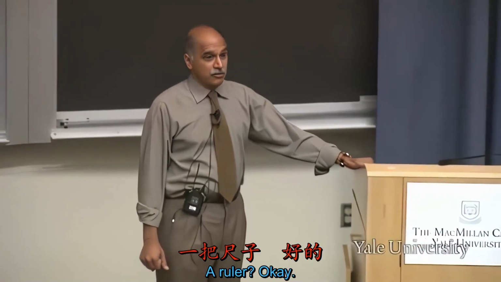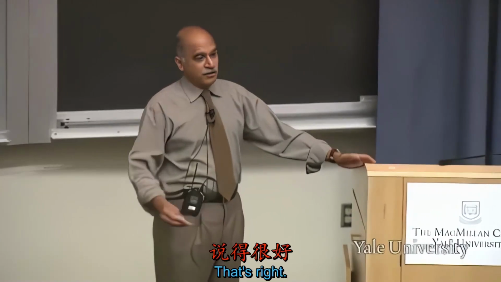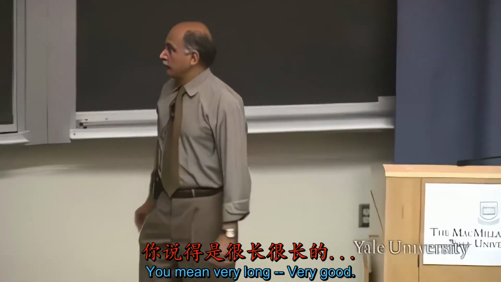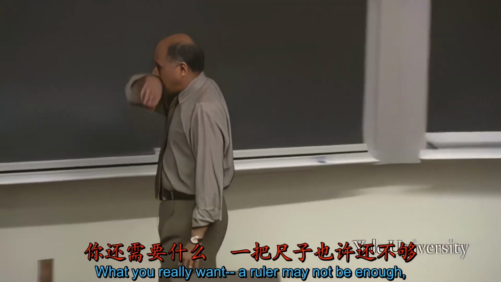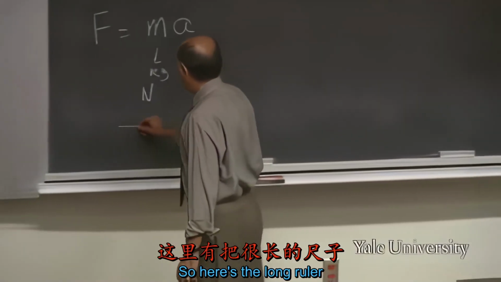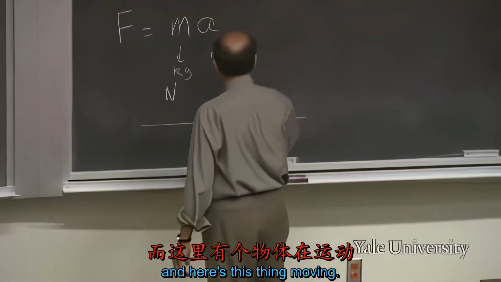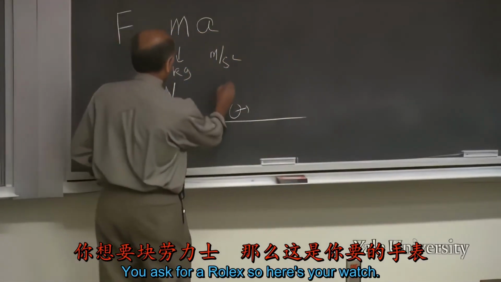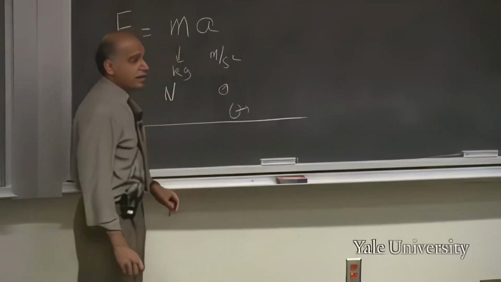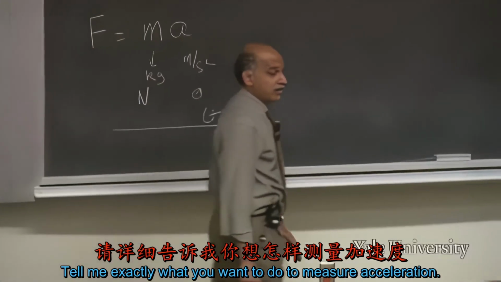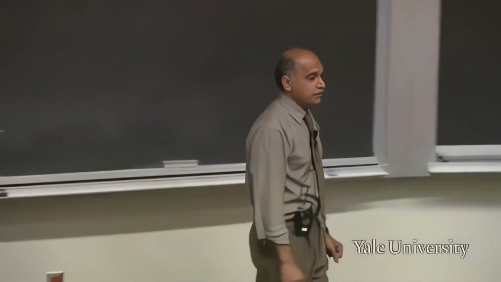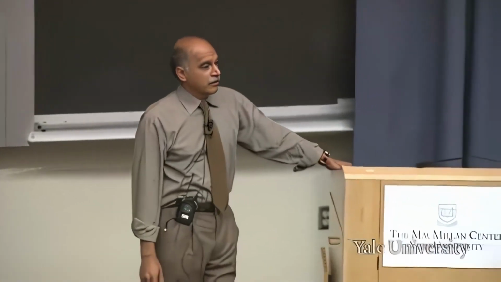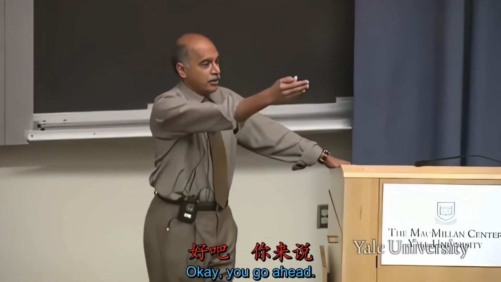A ruler. Okay. Or, that's right. I mean, you don't mean Queen Elizabeth, right? You mean some long... Very good. Okay, so what you really want, a ruler may not be enough, but maybe it's enough. So here's the long ruler, and here's this thing moving, right? And you ask for a Rolex, so here's your watch. It's telling time. Tell me exactly what you want to do to measure acceleration. What do you have to do? I want the acceleration now. What will you measure? Okay, you go ahead. Okay, you can try.